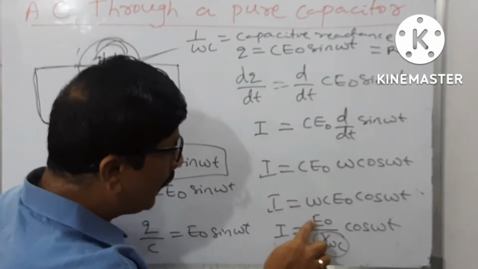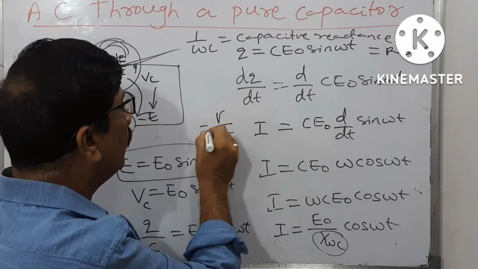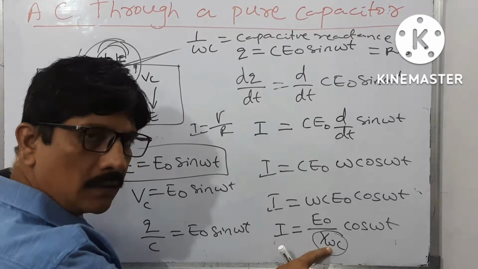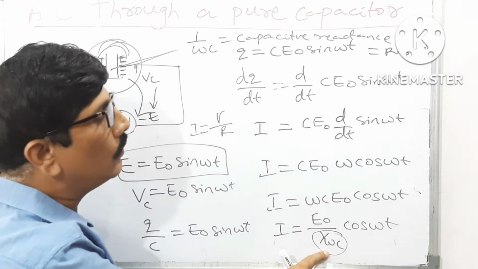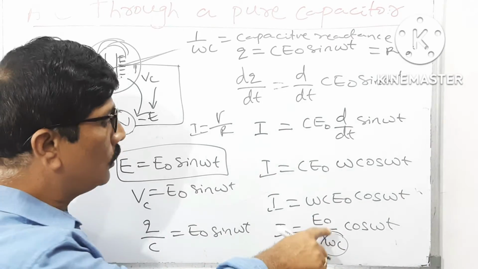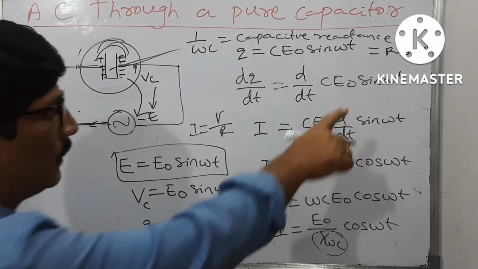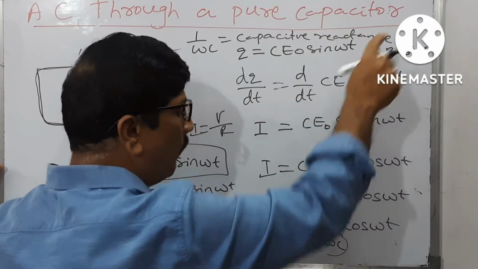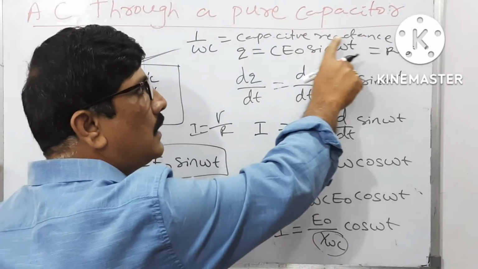So you know electromotive force means what? Voltage. Voltage by resistance is called current. So that's why this voltage by resistance, it must be similar to the resistance. That's why 1 by omega C is nothing but resistance of the capacitor. It is also called capacitive reactance. That's why it is also called capacitive reactance.